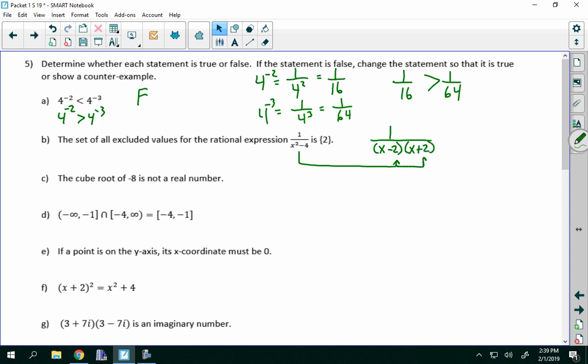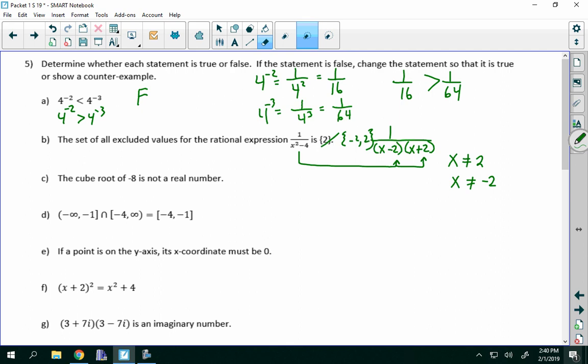So you can see there are 2 different factors here, so there's going to be 2 different values that you have to exclude. X cannot be 2, which is what we have there, but x can also not be negative 2, because both of these values make our denominator 0. So one way to change this sentence so it's true is you would write negative 2 comma 2.